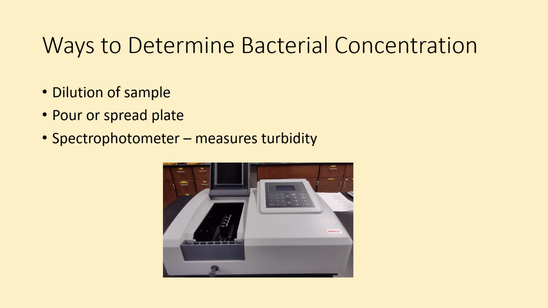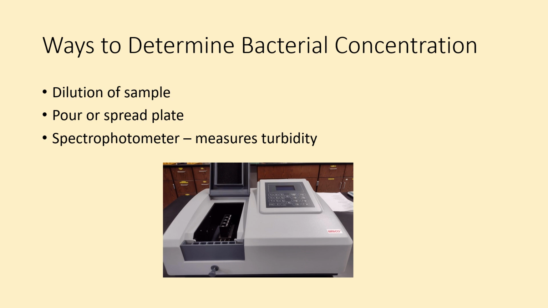The amount of light that's able to pass through, we get these measurements, and we can correlate that to the number of bacteria. The first time you do it, you have to also be running dilutions and doing spread plates, and you can relate the reading that you get from the spectrophotometer, which relates to how much light is passing through, to the number of bacteria in that sample.